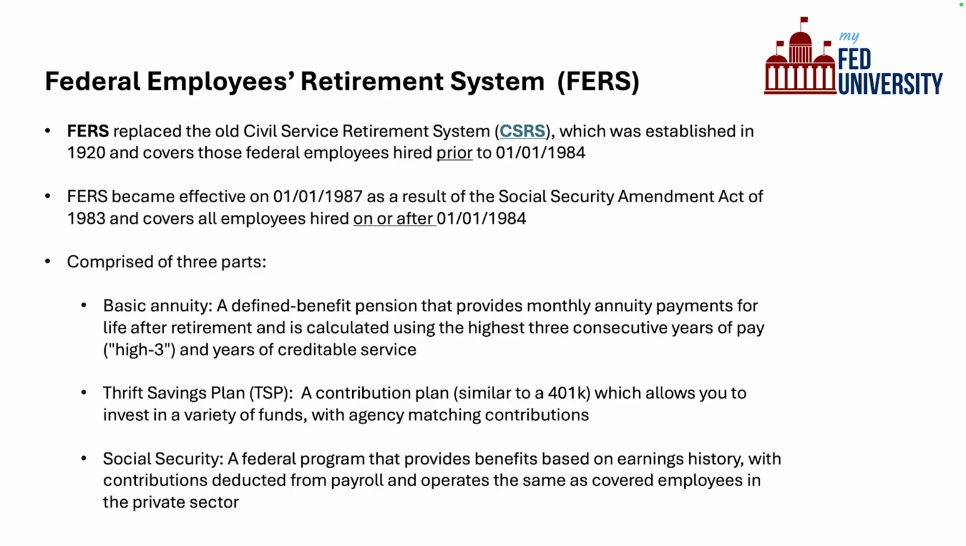The amount of the annuity is determined and calculated using three factors: your highest 3 consecutive years of pay, often referred to as the high 3, your number of years of creditable service, to include any unused sick leave, and then a multiplier.